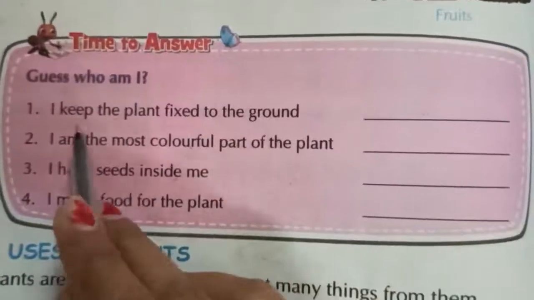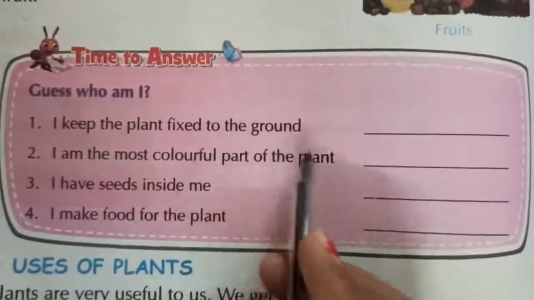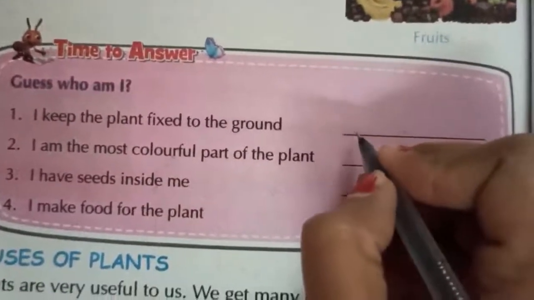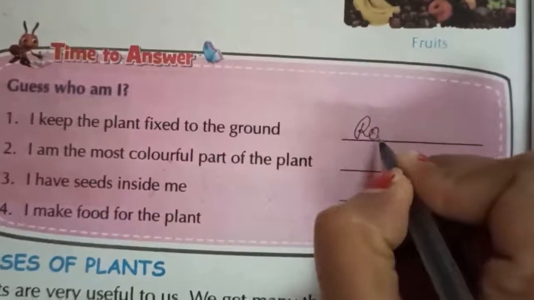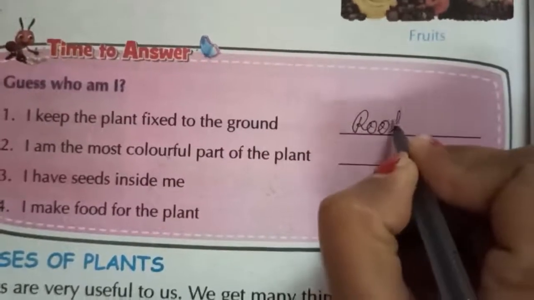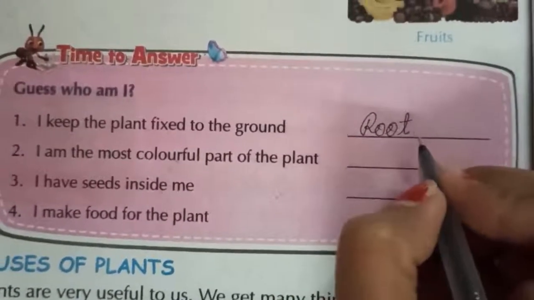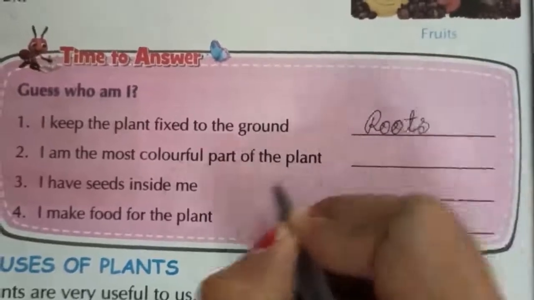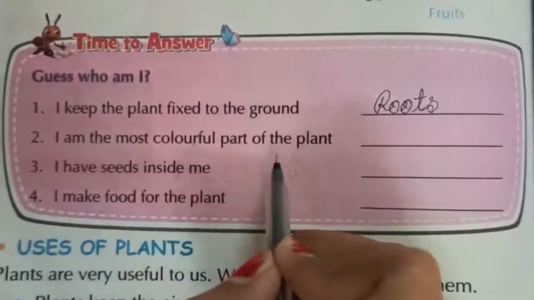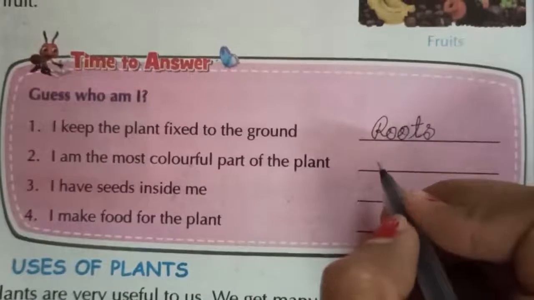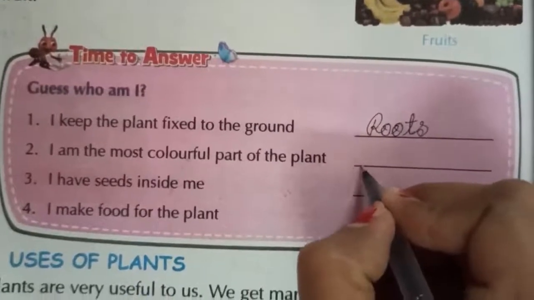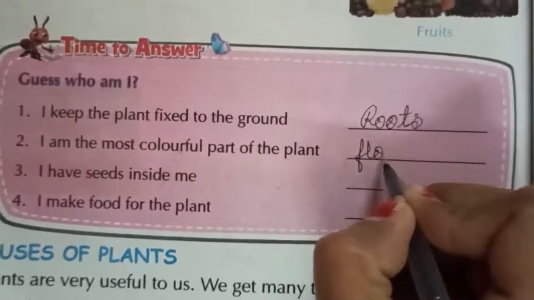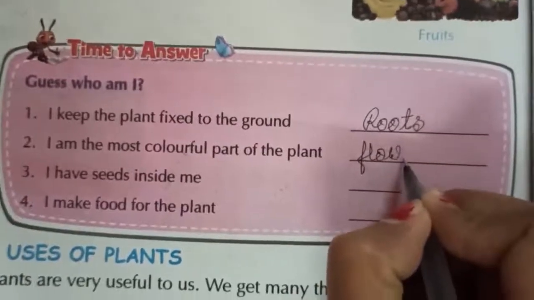The first one. I keep the plant fixed to the ground. Who keeps the plant fixed to the ground? Root. So write the spelling of root. R-O-O-T. Roots. I am the most colorful part of plants. Who is the colorful part of plants? Flower. So write the spelling of flower.